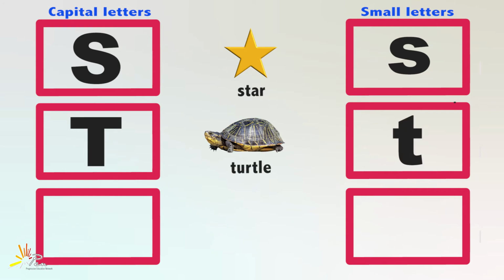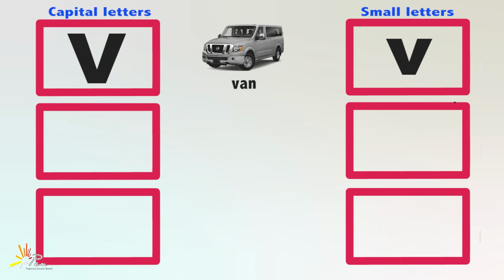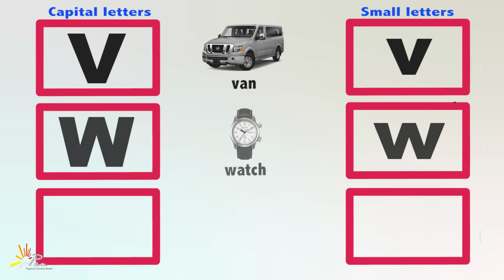T for turtle. This is capital T and that is small t. U for umbrella. This is capital U and that is small u. V for van. This is capital V and that is small v. W for watch. This is capital W and that is small w.